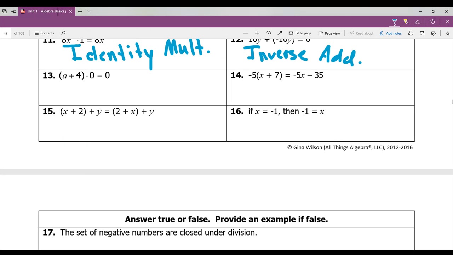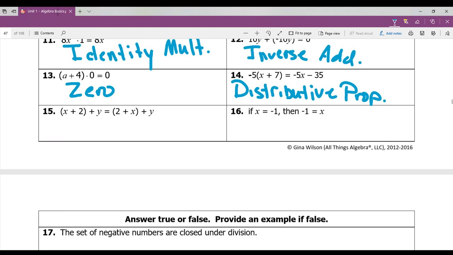The quantity a plus 4 times 0 equals 0. This is kind of dumb. Anytime you multiply something by 0, you're going to get 0. That's the zero property. Okay? You have negative 5 times the quantity x plus 7, and you end up with negative 5x minus 35. This is the distributive property. You all know that. You probably draw it like that. Draw little arrows inside and you multiply.